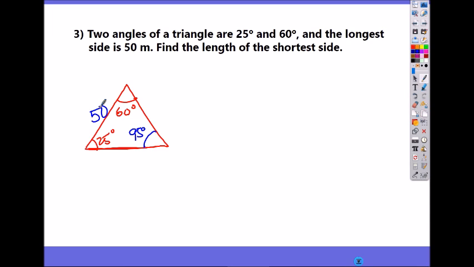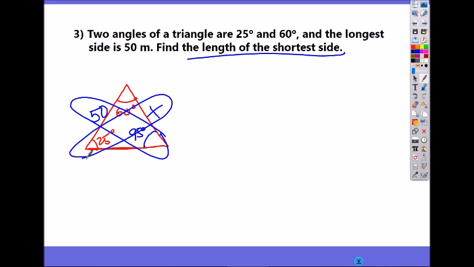So what's the question then? Find the length of the shortest side. So it must be opposite to the smallest angle, which is this side right here. So then what would you do? Yeah, law of sine. So I have here a matching side and angle, and here another matching side and angle with the side that we are looking for.